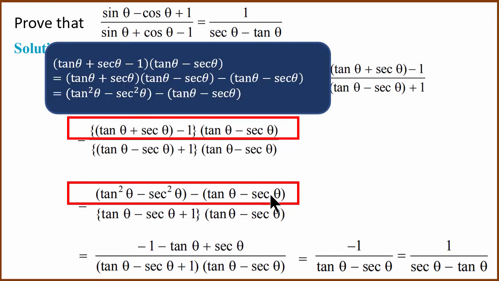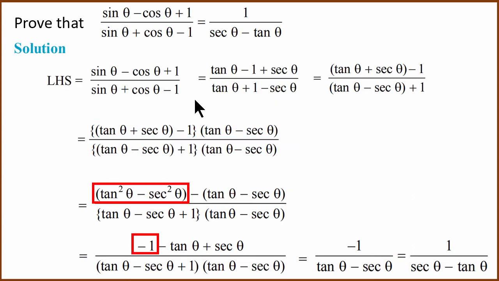So if you look at the whole thing here, what we did, we took the tan theta plus secant theta part, multiplied with tan theta minus secant theta, and we got tan square minus secant square theta, and the minus 1 multiplied by tan minus secant theta, we leave it as it is. So let's go to the next term.